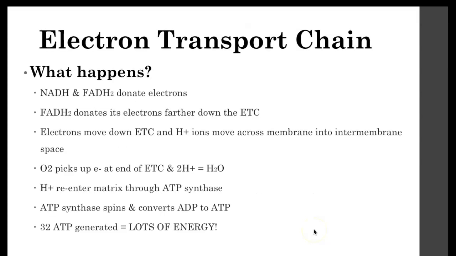Okay, so what actually is occurring in the electron transport chain? So NADH and FADH2 are going to donate their electrons to the electron transport chain. FADH2 donates its electrons farther down, and I'll show you a diagram in a minute.